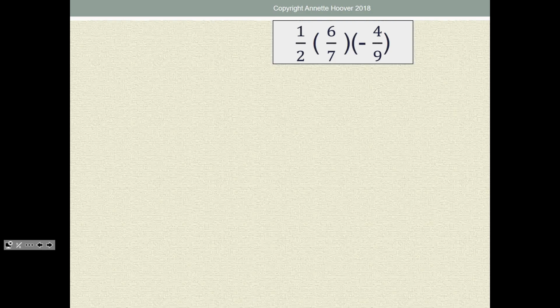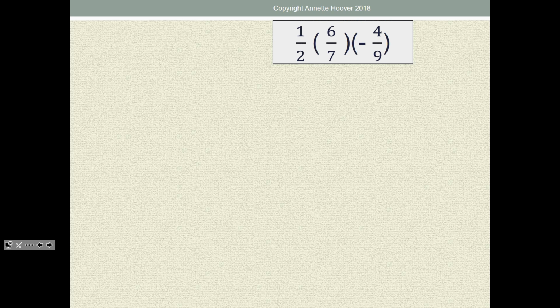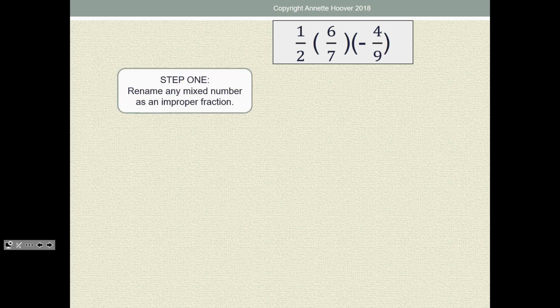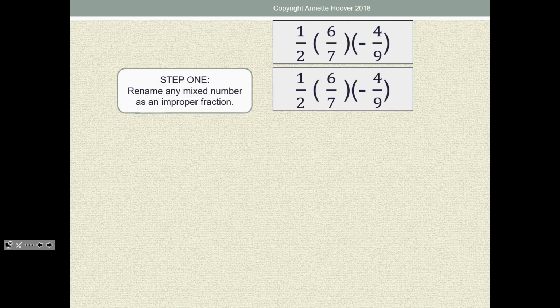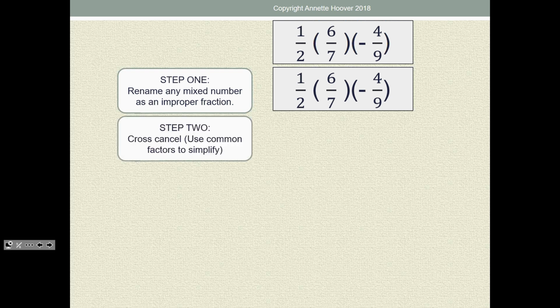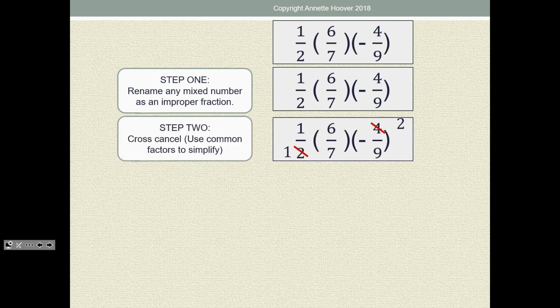We can also multiply with 3 factors. 1/2 times 6/7 times a negative 4/9. There are no mixed numbers, so we can go on to the next step where we try to see if we can cross-cancel any. We'll start with the 2 and the 4. This 2 and this 4, they're both divisible by 2. 2 divided by 2 is 1, and 4 divided by 2 is 2.